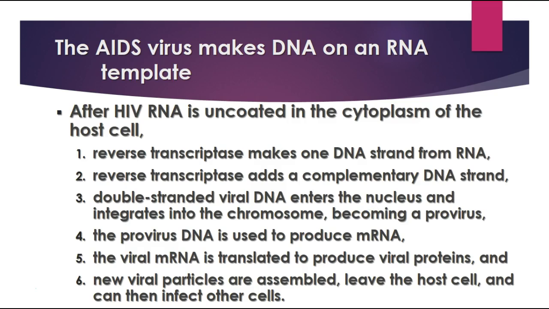The way it works, the reverse transcriptase makes a DNA strand from the RNA, and then it adds a complementary DNA strand. It can then integrate into the chromosome, becoming a provirus, like we said before, and then that can produce messenger RNA to translate into the proteins that make up the virus, and then assemble the new viral particles and leave the host cell. Sometimes it doesn't kill the host cell, but it can then infect other cells.